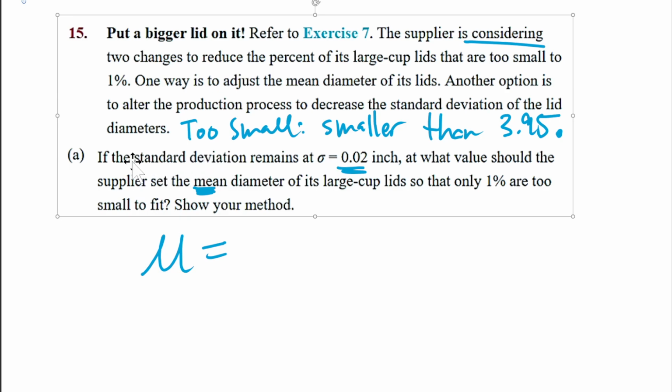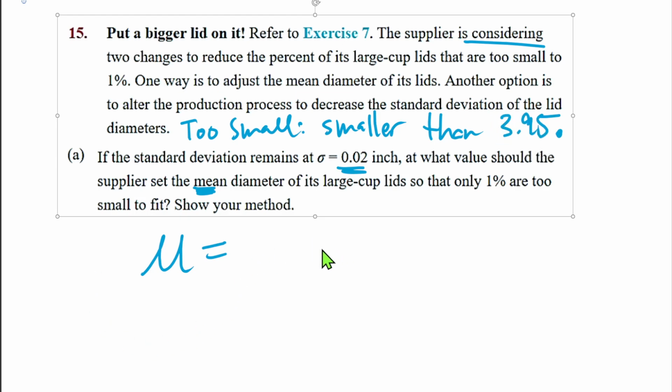So let's actually do the problem. If the standard deviation remains 0.02 of an inch, so the manufacturing standard deviation is 0.02 of an inch, what value should the mean be so that only 1% or less are too small to fit? They don't say or less, but that's pretty clear, I hope, right? Because it has to be 1% or less, not 1% or more.